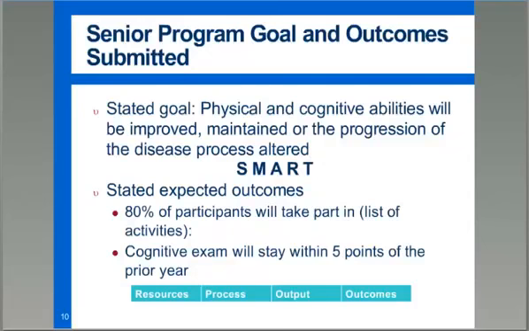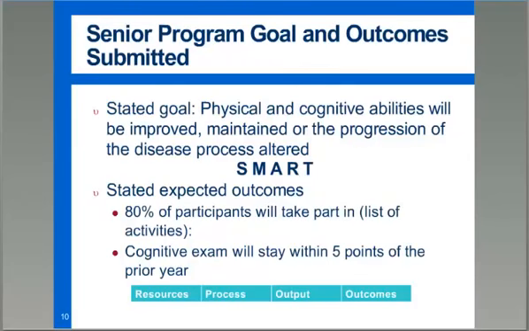So that one's excluded. Cognitive exam will stay within 5 points of the prior year. That's a good outcome statement. It's not telling us how we're going to do it. It's not process or activity specific. It doesn't detail any resources involved other than the exam.